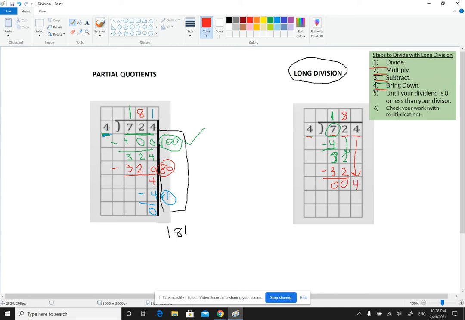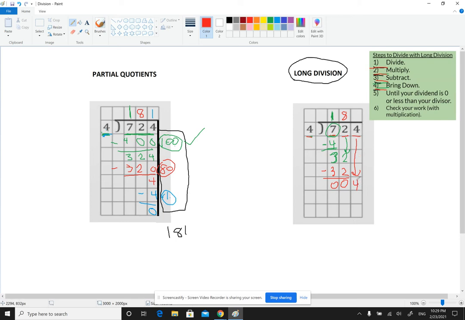You can stop right there and try to start memorizing this algorithm. Divide, multiply, subtract, and bring down. Again, divide, multiply, subtract, and bring down. So we're going to keep doing this until we have no more digits to bring down, to where our dividend can no longer be cut up or grouped into groups of 4.